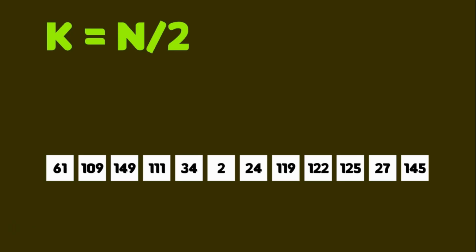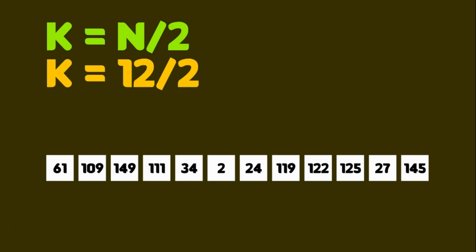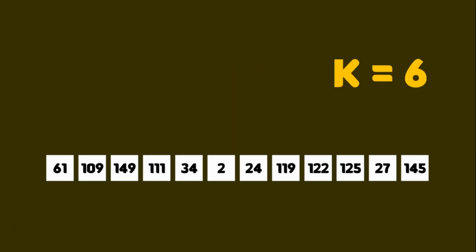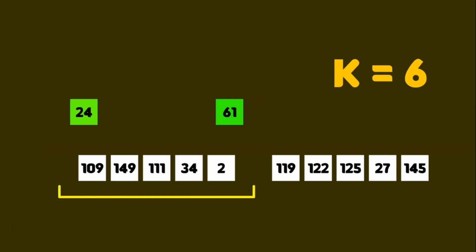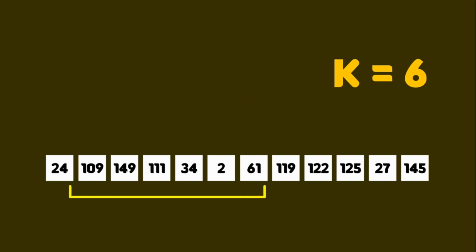Now the next thing, as mentioned, shell sort works with a gap. The number of elements is 12, we'll divide it by 2, and that gives us 6. So now we will take a gap of 6 elements and sort accordingly. Take the gap of 6 elements for 61 and 24. As you can see, 24 is lesser than 61, so it is swapped accordingly. So we will swap these two numbers, 24 and 61.